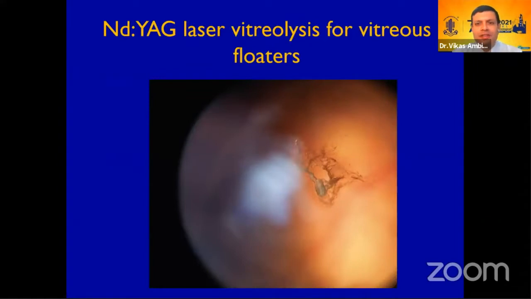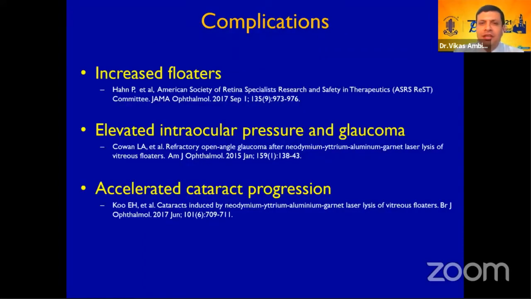Another use of Nd:YAG laser in the posterior segment is performance of YAG vitreolysis for vitreous floaters, be it because of a PVD or because of a myopic vitreopathy. Now, we need to be aware of the fact that Nd:YAG laser is basically a photodisruptive laser. So we are not actually ablating a floater in the vitreous, we are disrupting it. So sometimes what happens is that a big floater might get converted into multiple small floaters.